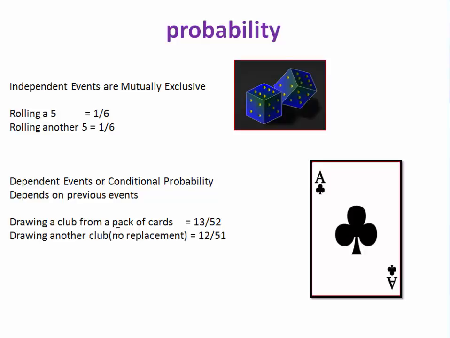So if we're drawing a club from a pack of cards, drawing the first club would be, like we discussed, 13 over 52, because there's 13 clubs in a pack of 52 cards. However, when we're drawing another club without replacing the first one, this becomes 12 because we've already taken one out. So 13 becomes 12, and the 52 has been reduced by 1 to 51. So drawing another club without replacement is 12 divided by 51.